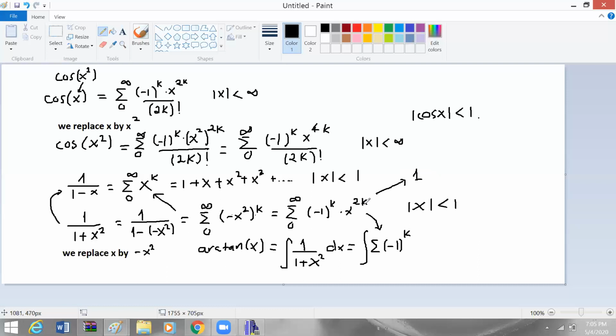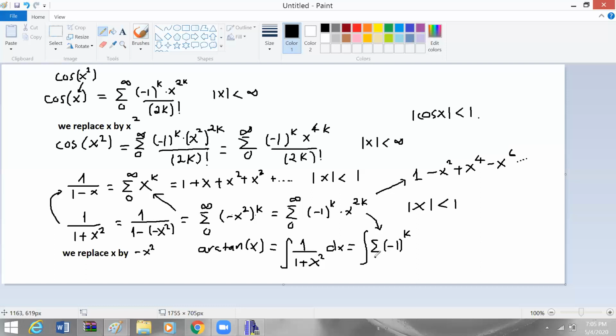When k equals 1, you get minus x squared. When k equals 2, that would be plus x to the 4. When k equals 3, you get minus x to the 6. Remember that you can write them in terms of summations, and if you can write them down in terms of the summation, that would be great.